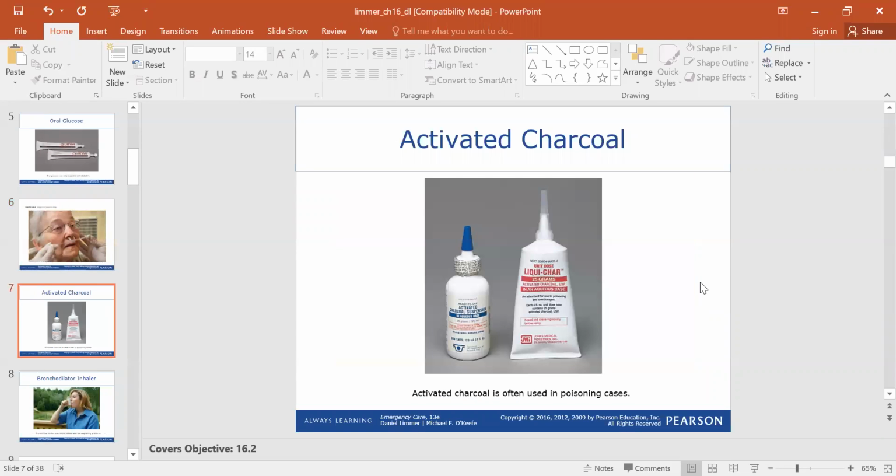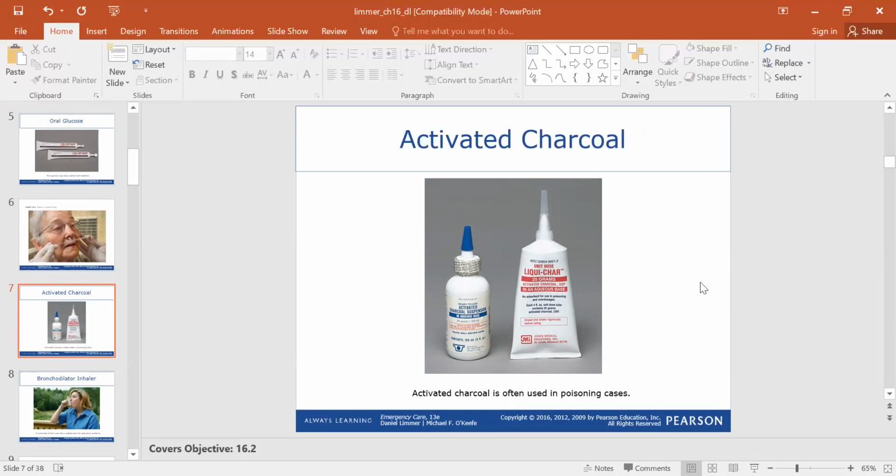All right. So activated charcoal. Is this activated charcoal? Yeah, activated charcoal. Let's see, Veronica, who would you give activated charcoal to? Which kind of patient? A patient suffering from poisoning or overdose. Yes, poisoning, exactly.